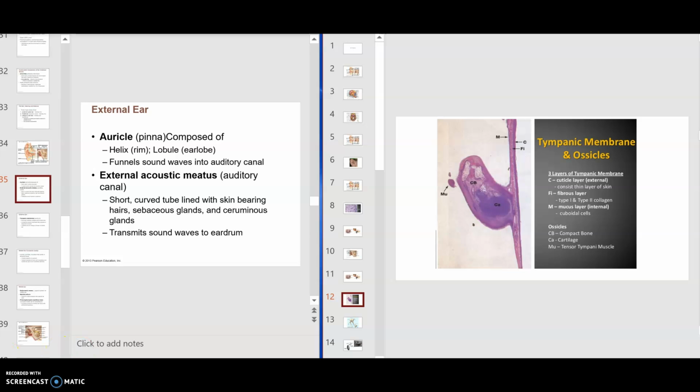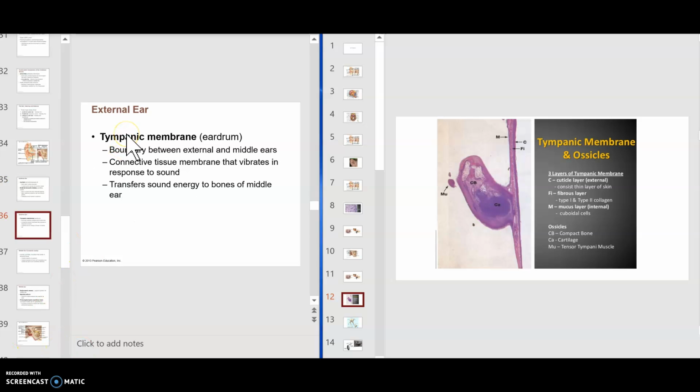Okay. So the tympanic membrane, known as the eardrum, is the boundary between the external ear and the middle ear. We talked about the membrane that it has. It's a three-layer membrane: external cutaneous, fibrous middle, and a mucous membrane on the inside. What it does is transfer sound energy. It vibrates, pushes in and out, and transfers that to the middle ear bones that we're going to chat about.